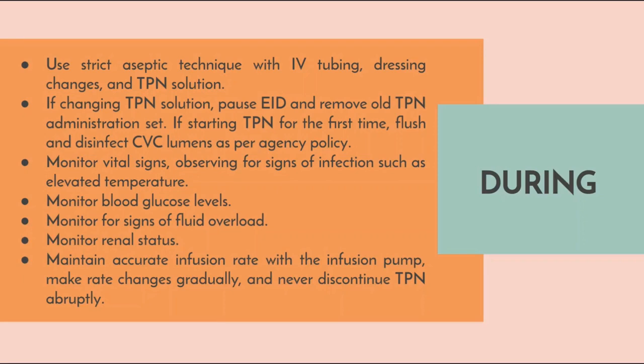Monitor for signs of fluid overload. TPN is a hypertonic solution and can create intravascular shifting of extracellular fluid. Monitor renal status. Intake and output ratio, daily weight, and laboratory studies such as serum creatinine and BUN are used to assess renal function. Maintain accurate infusion rate with infusion pump. Make rate changes gradually and never discontinue TPN abruptly. Abrupt discontinuation may cause hypoglycemia, and a sudden change in flow rate can cause fluctuations in blood glucose levels.